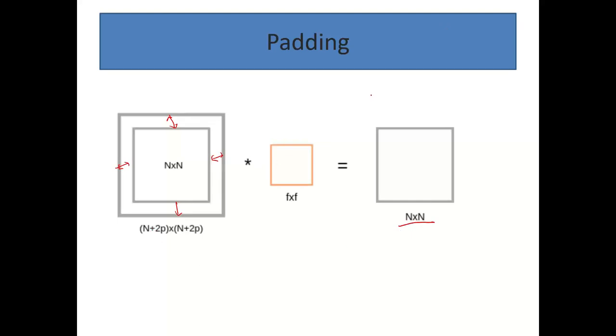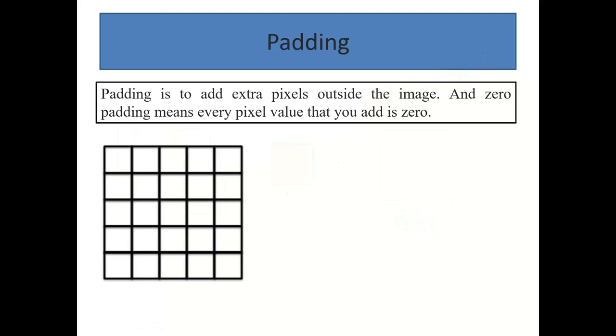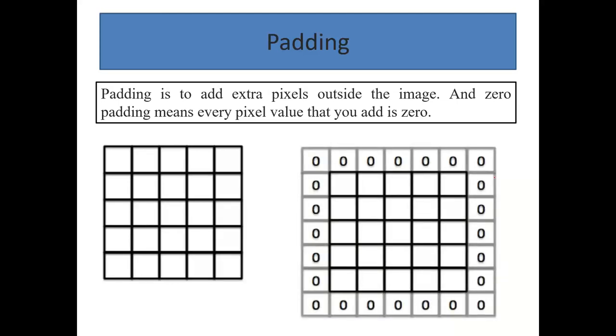If you directly multiply, what was the shape? n minus f plus 1 by n minus f plus 1. But after padding, we find the output keeps the original size. So what exactly is zero padding? Padding is adding extra pixels outside the image, and zero padding means every padded pixel's value is zero. There are two types of padding: zero padding and valid padding. In valid padding, nothing is added. In zero padding, we add zeros. Why do we add zeros? So the sample size stays the same.